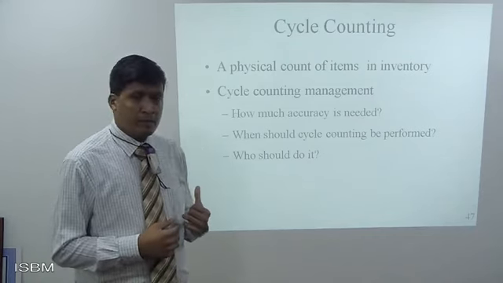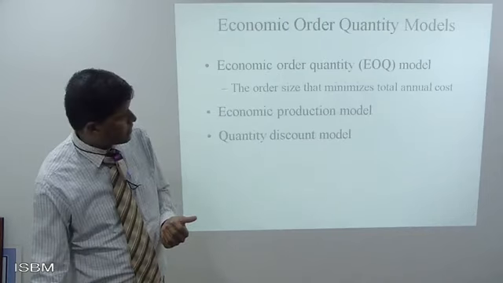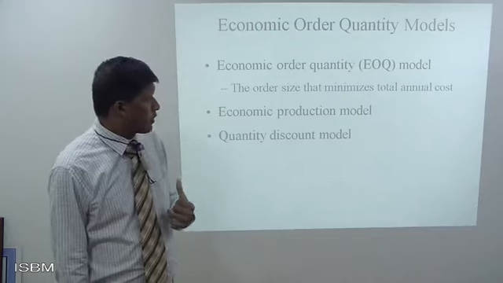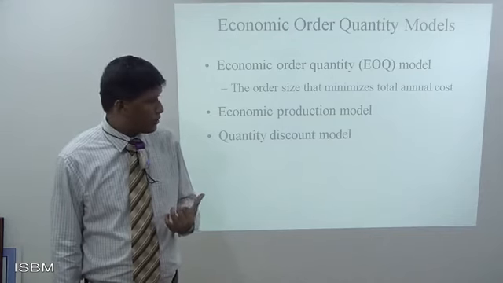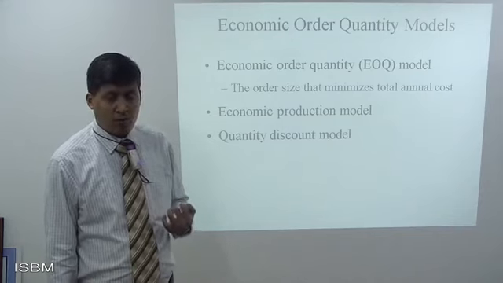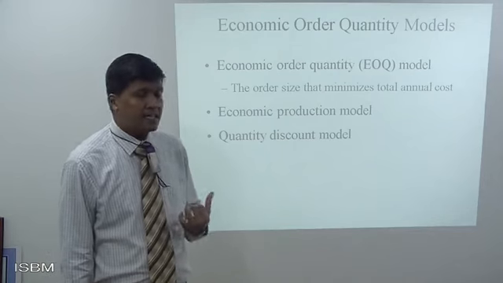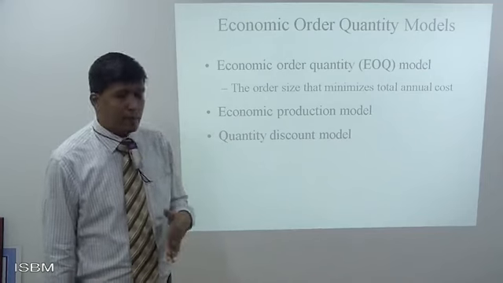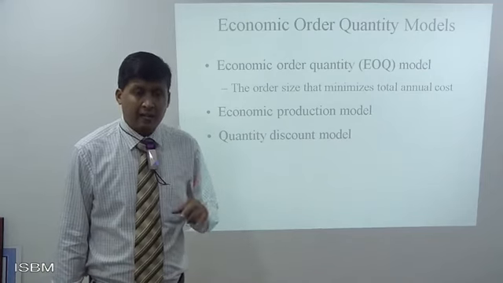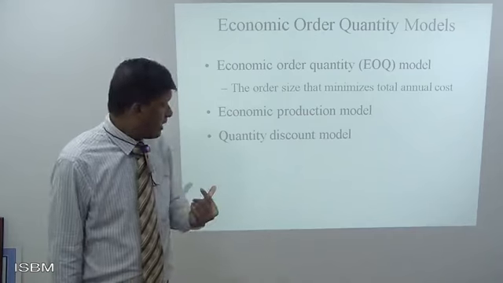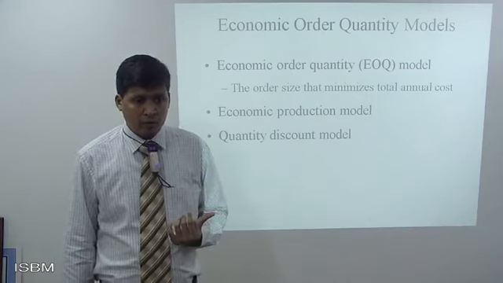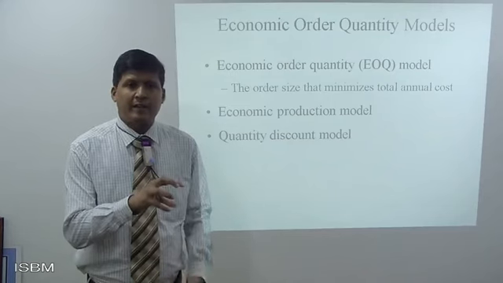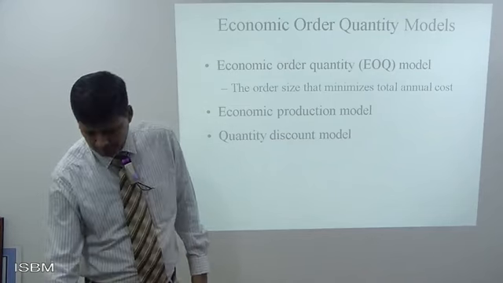When should cycle counting be performed and who should do it? It could be based on the EOQ model, the order size that minimizes total annual cost, the economic production model, or the quantity discount model. EOQ is one of the models that we spoke about. The others could be economic production control, where economies of scale come into the picture, or the quantity discount model. So we want to look not only at the scale, but also at the best quality that you can give at a larger proportion.